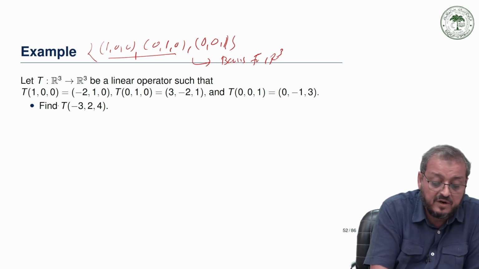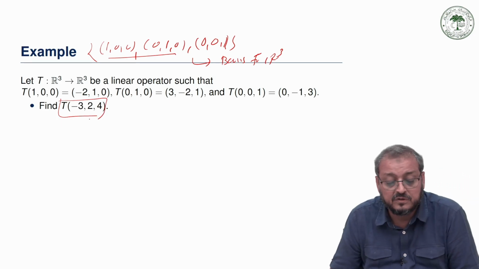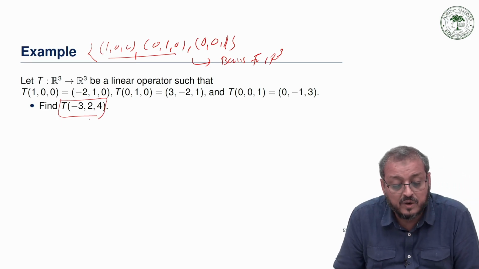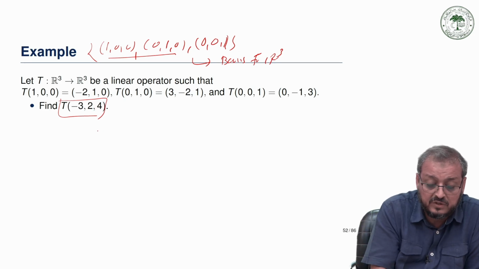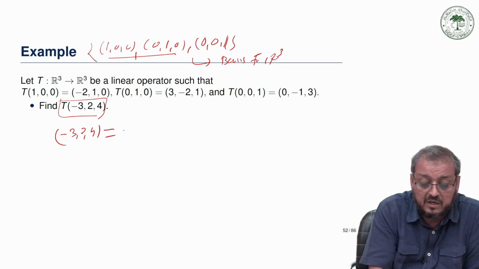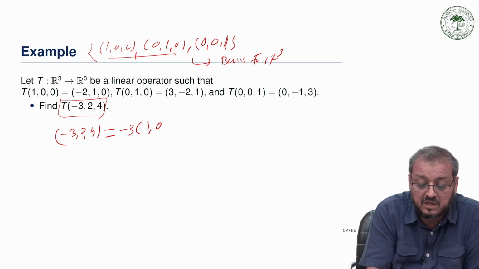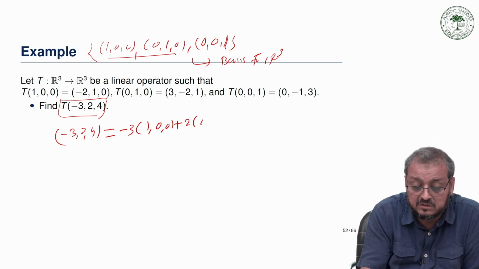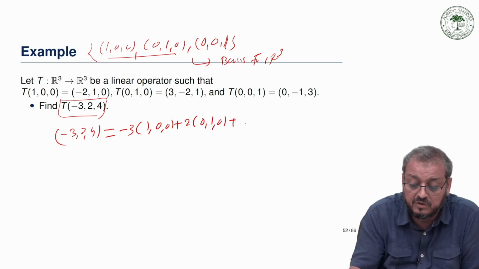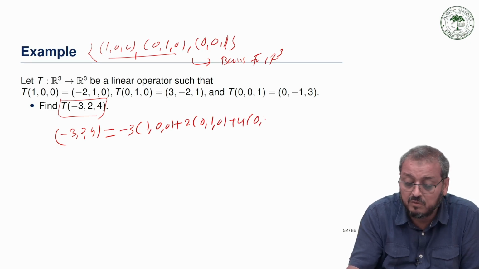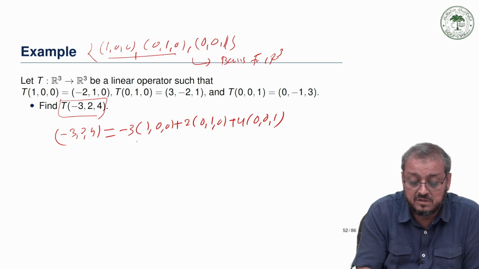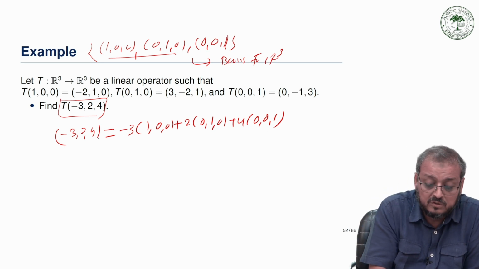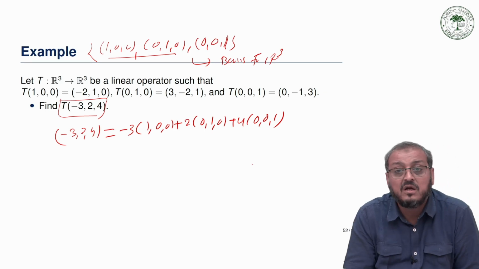Again, he says to find the value of T of (-3, 2, 4). Since we have this basis, we can write (-3, 2, 4) as a linear combination of the standard basis: -3 times (1, 0, 0) plus 2 times (0, 1, 0) plus 4 times (0, 0, 1). This can be written as a linear combination of the elements of the basis.